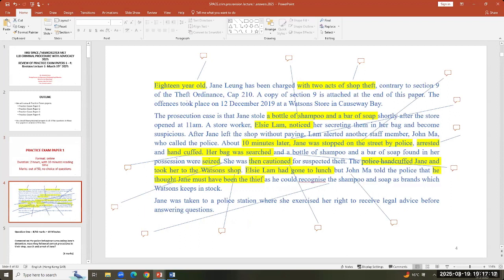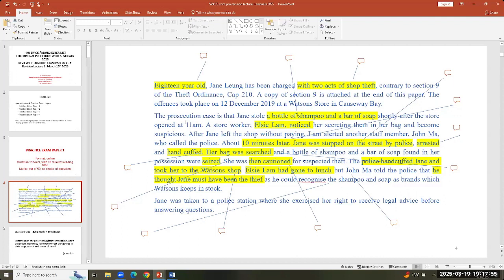So what we have here is we have 18-year-old Jane Learn charged with 2 acts of shop theft. And the prosecution case is that she stole a bottle of shampoo and a bar of soap. A store worker, Elsie Lamb, noticed her secreting them in her bag. Jane left the shop without paying. Lamb alerted another staff member, John, who called the police. 10 minutes later, Jane was stopped on the street by the police, arrested and handcuffed. Her bag was searched. And a bottle of shampoo and a bar of soap found on her was seized.